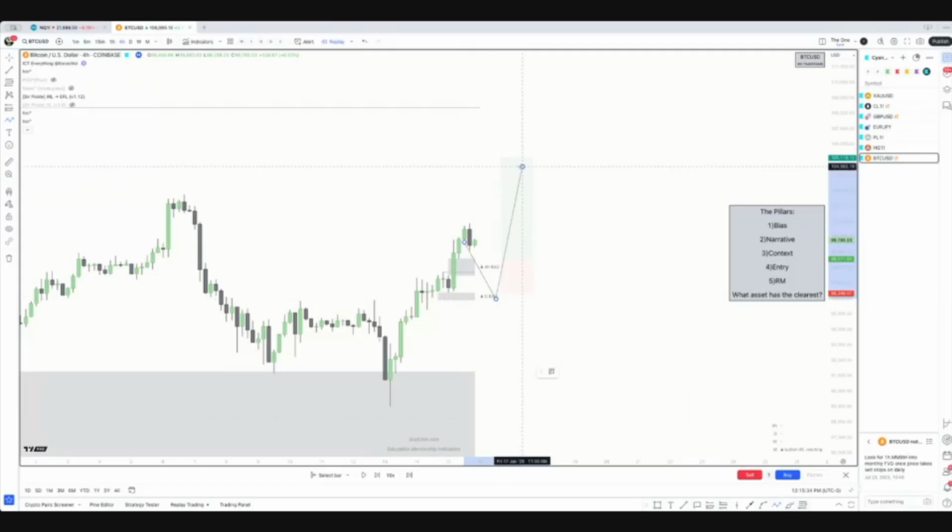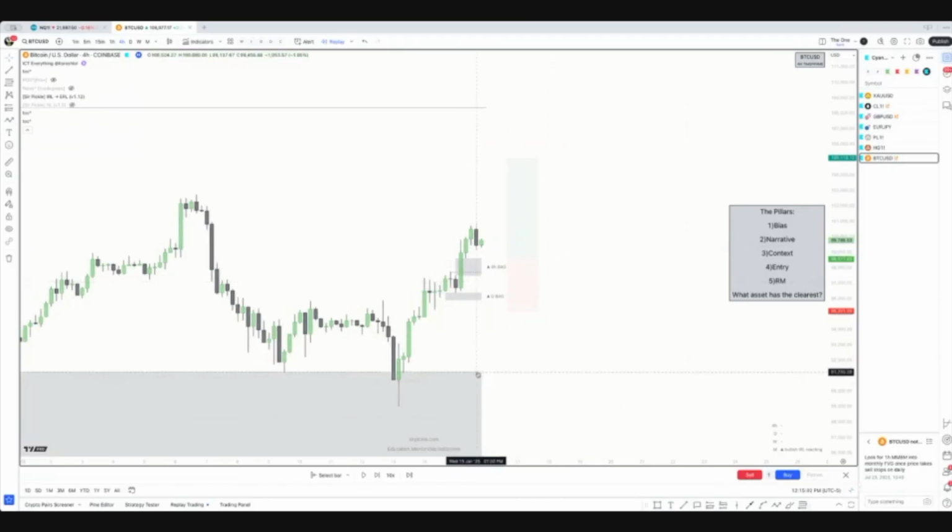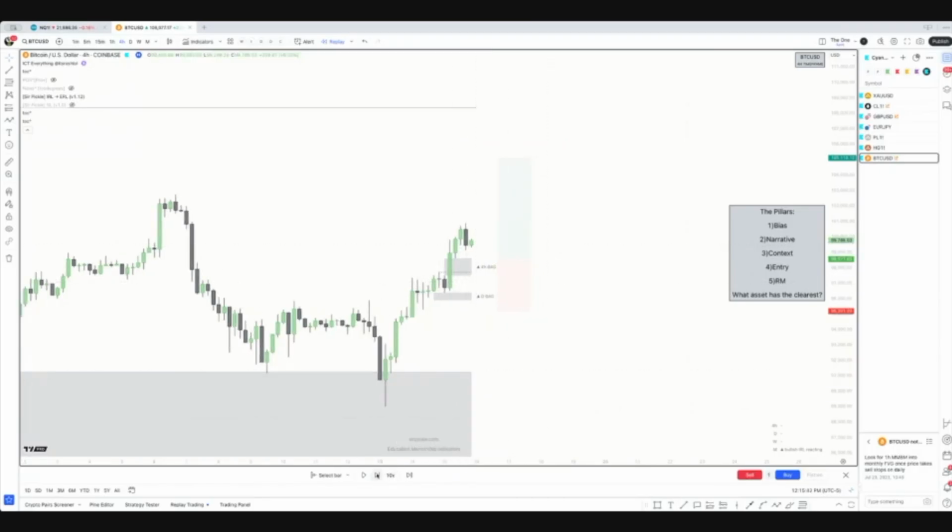That is not a safe stop loss, all right? So you want to cover that. Very important to understand. So that is how I approach this specific scenario right there.